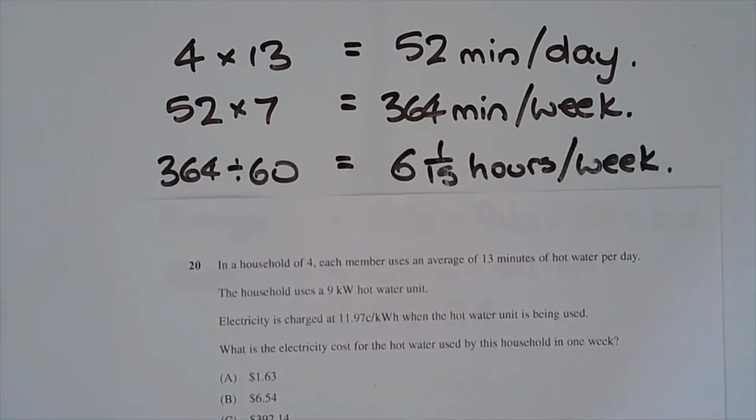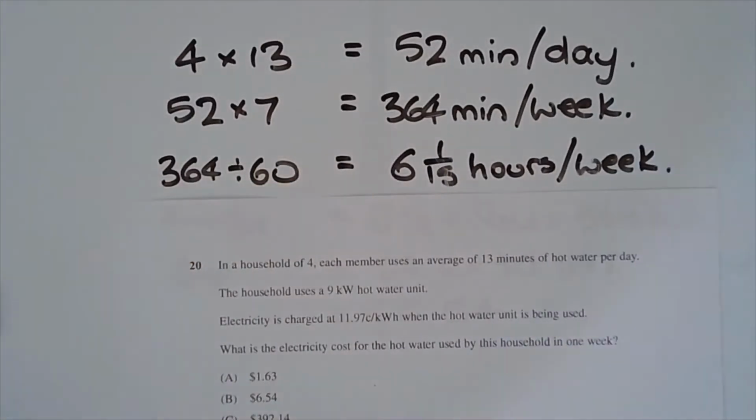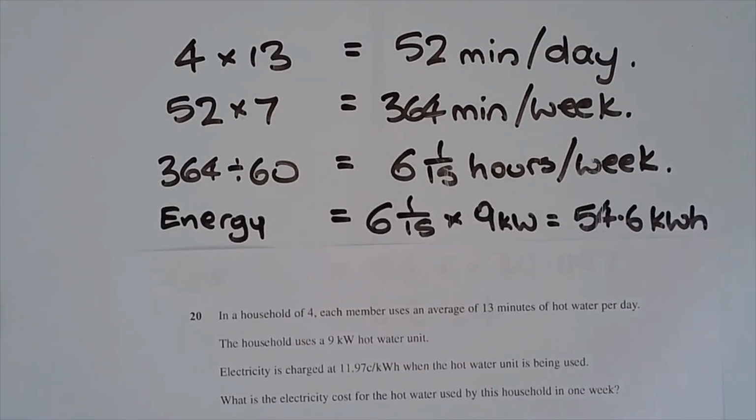The next thing we need to work out is the number of hours per week that translates to. So when we're working out electricity cost, the time must be in hours. So we take 364, we divide it by 60, and we get 6 1/15 of an hour per week. The next thing we need to work out is the energy consumed. That's in kilowatt hours. So we take the number of hours used, multiply that by the power rating of the unit itself. So 6 1/15 multiplied by 9 kilowatts is equal to 54.6 kilowatt hours.